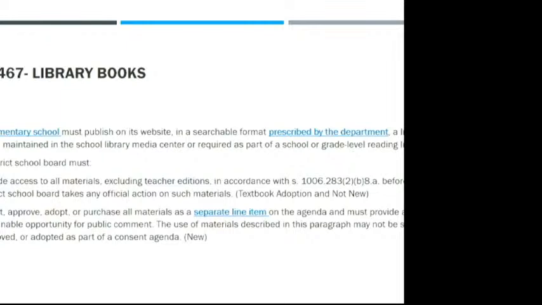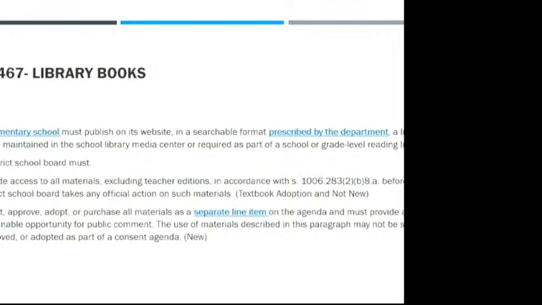This is new, that each elementary school must publish on its website in a searchable format their collection. We do have a searchable format for the public where they can look to see what the inventory of books are in the school. It's not required currently to be placed on everybody's website, and we will be waiting to see what the prescribed method is so that we can incorporate that when we change the board policy. So there's a few more pieces of information that we're going to need to change our policy.